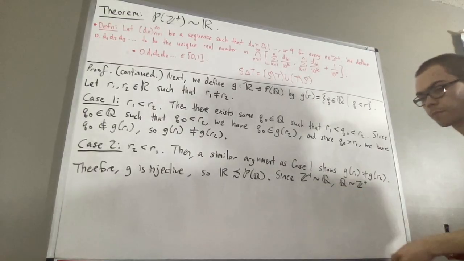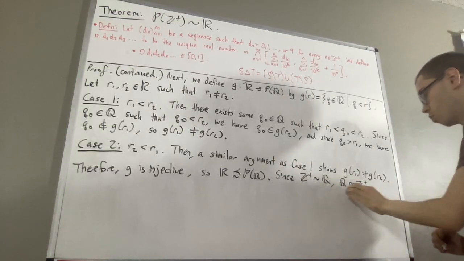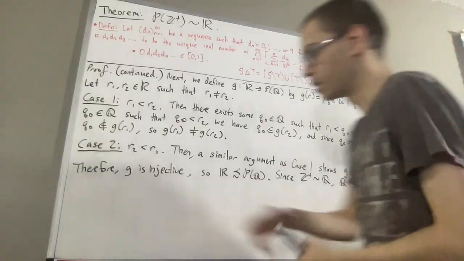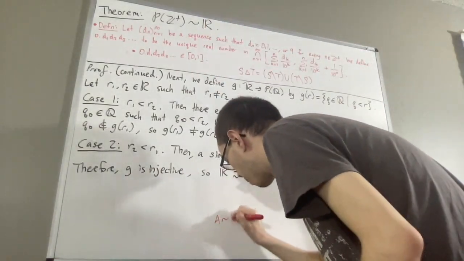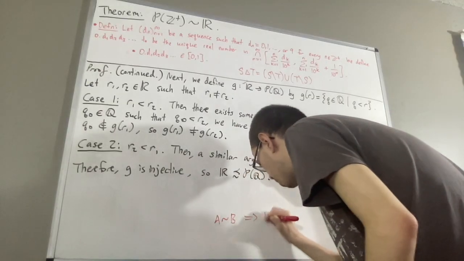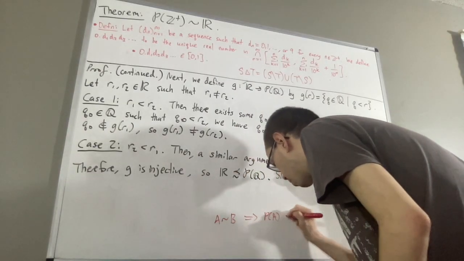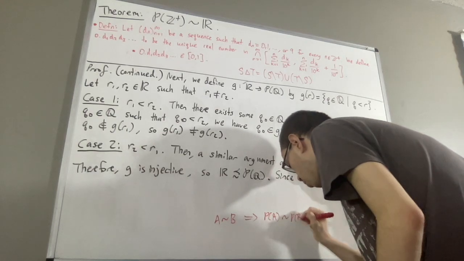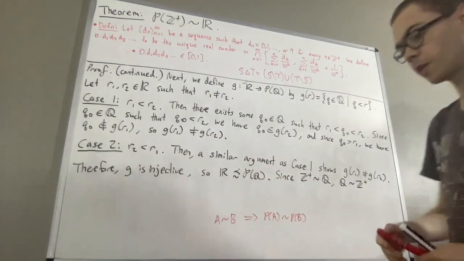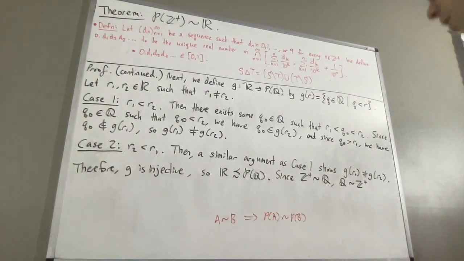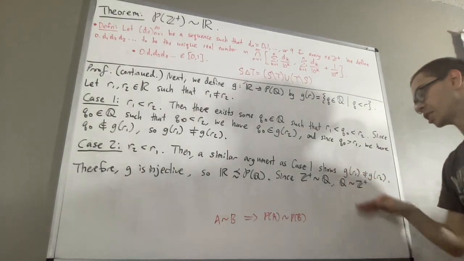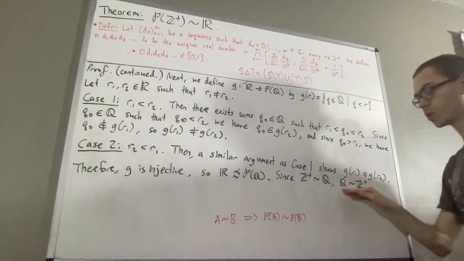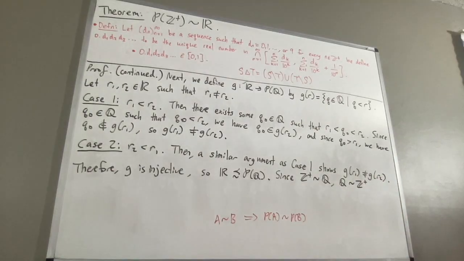You have this. But then, it turns out, given any two sets A and B, if there is a bijection from A to B, that implies there is a bijection from the power set of A to the power set of B. We have proven this in a previous video. We'll link it down in the description. So, using this property, there exists a bijection from the power set of the rational numbers to the power set of the positive integers.